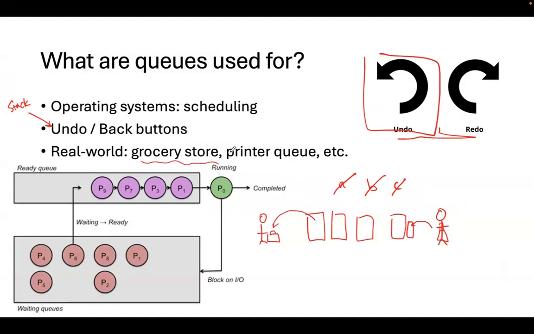And then you've got your classic lines at the grocery store, or lines at Oliver to go and get food and swipe your card. That's a queue.